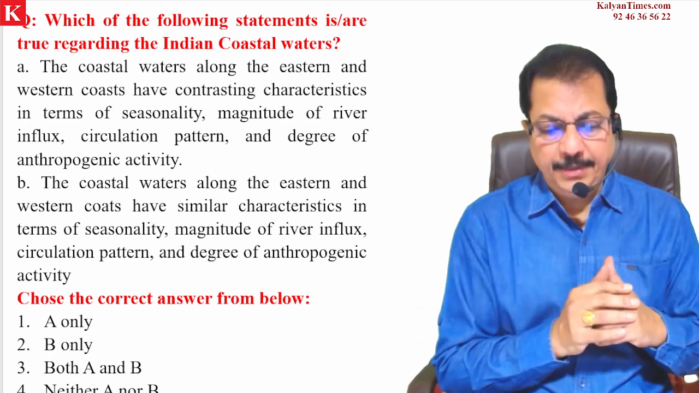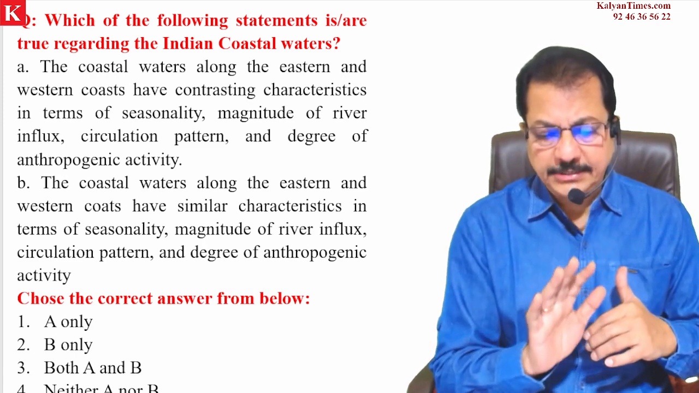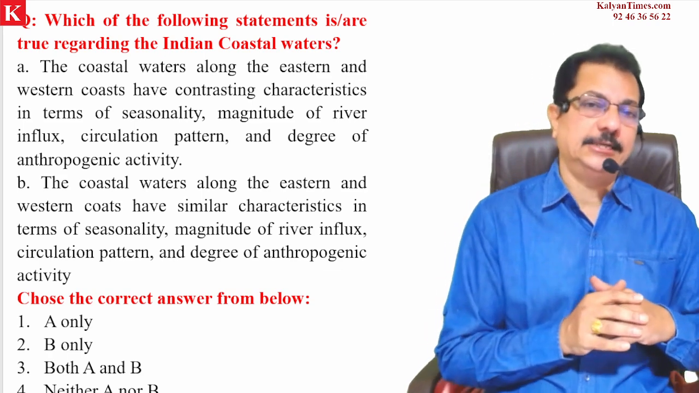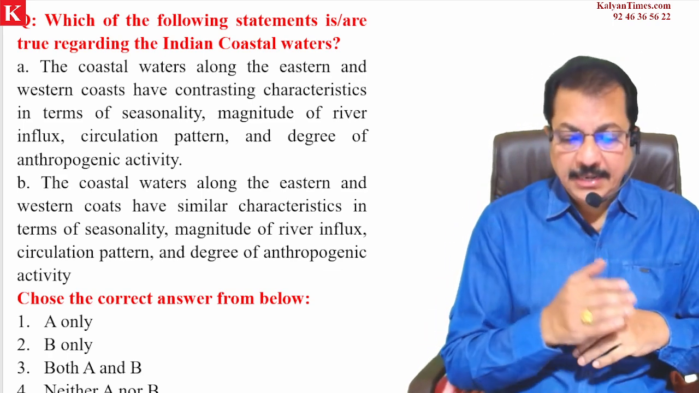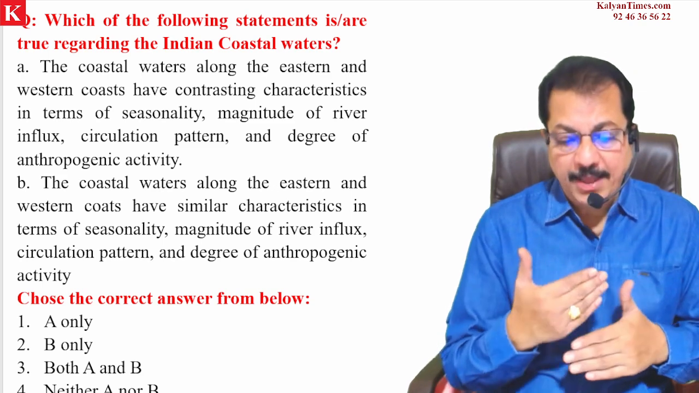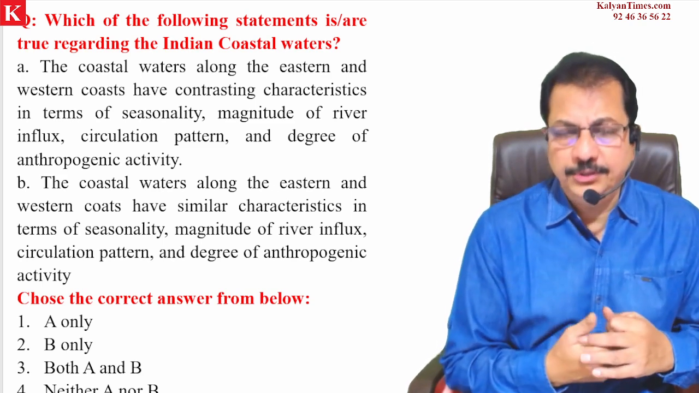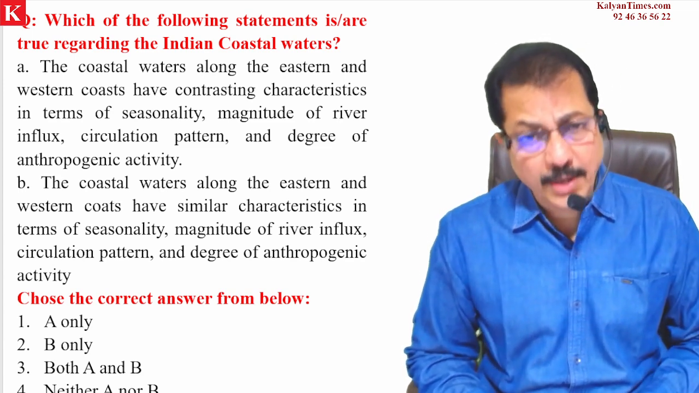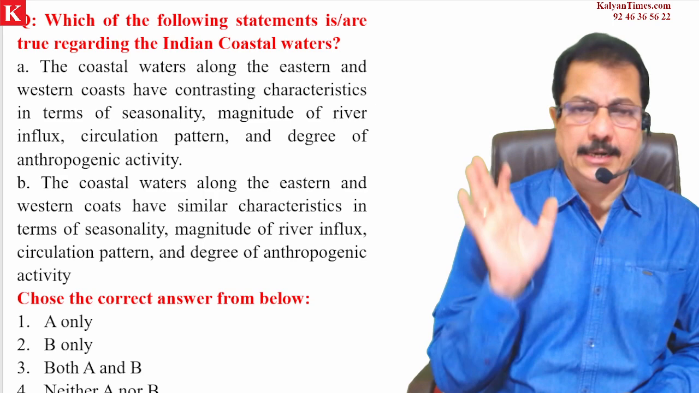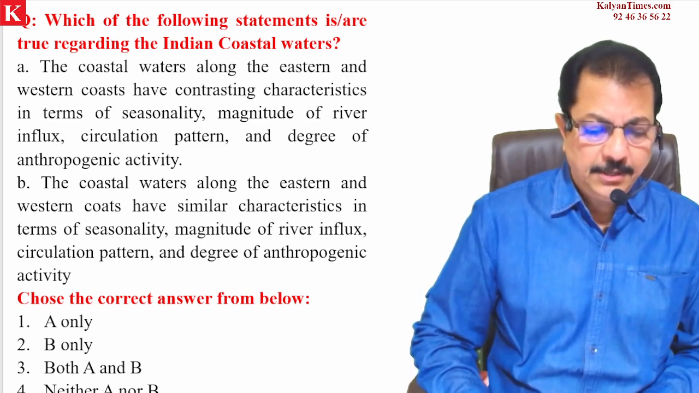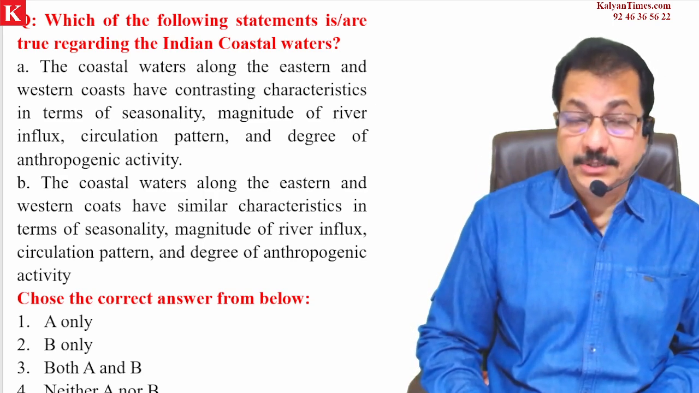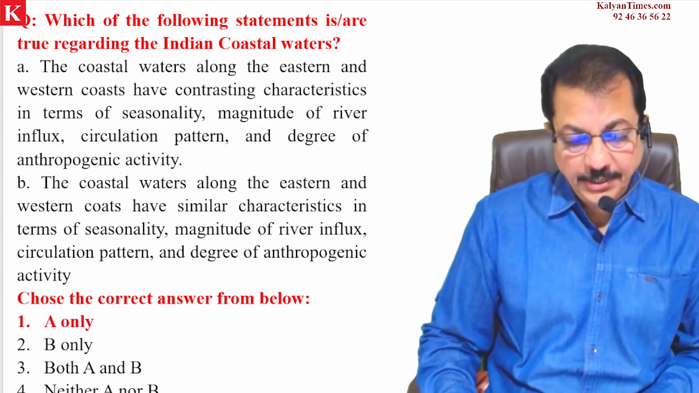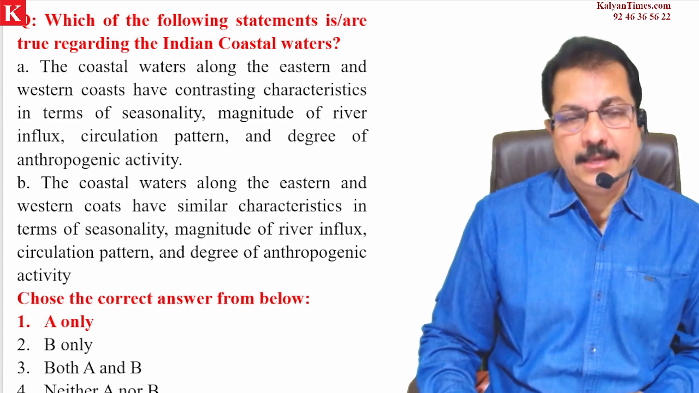If you look at statement B, the coastal waters along the eastern and western coast have similar characteristics. This is wrong. Similar characteristics in terms of seasonality, magnitude of river influx. No, this is wrong. So our answer should be option 1, A only should be correct. Kindly remember, my dear friends, so we will get command on these subjects only when you read in depth. Clear? Look at this. So option A is the correct answer.